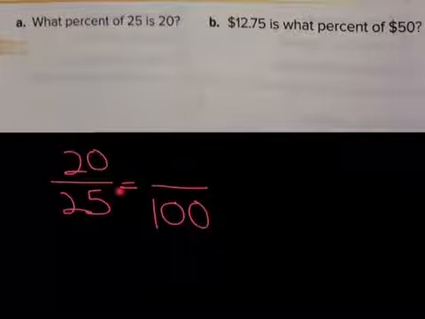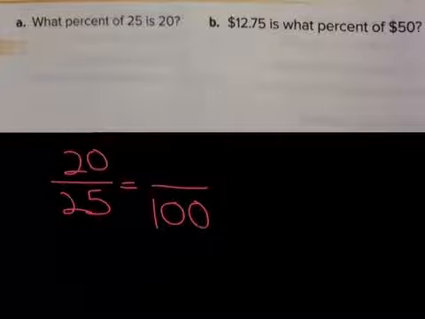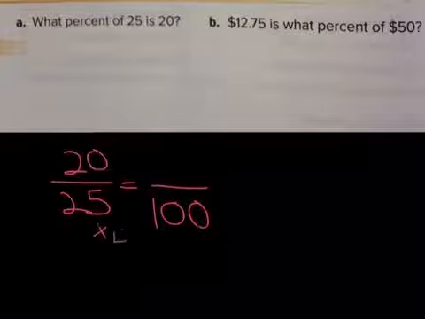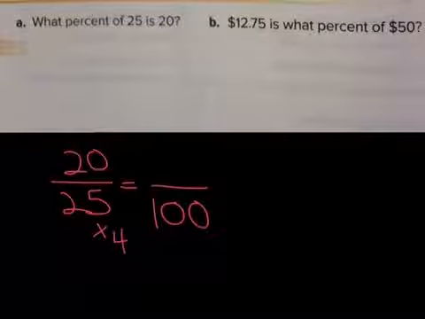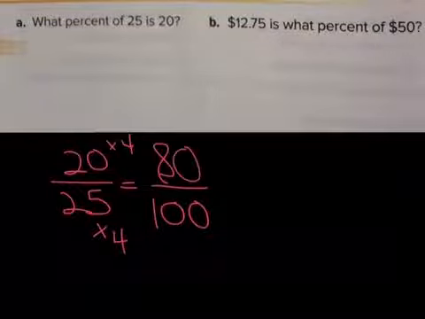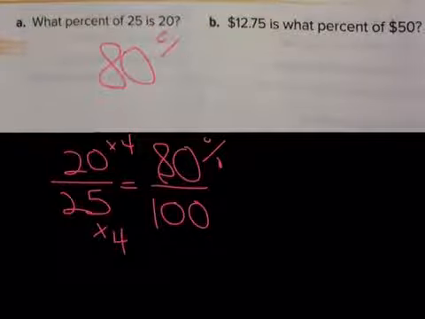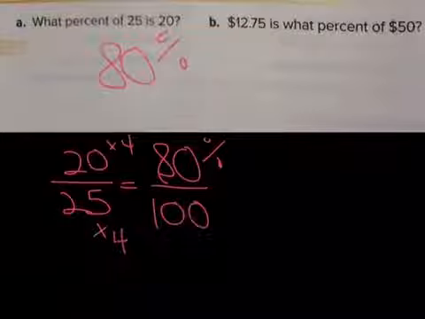So go ahead and draw this out. 20 out of 25 equals 100. 25 is our 100%. What did I do to the 25? Well, as you know, I multiplied it by 4 to give me 100. And I multiply the top by 4, and we get our nice 80%, right? So there's your answer. Let's do the next one.